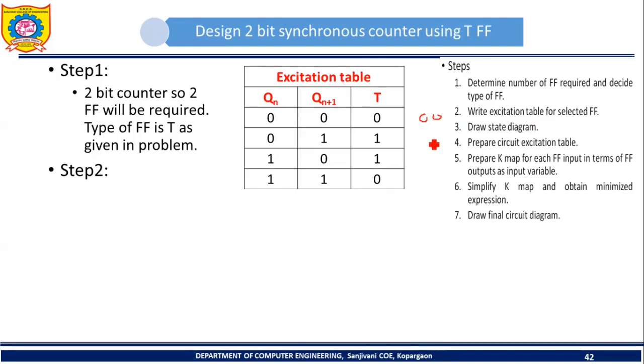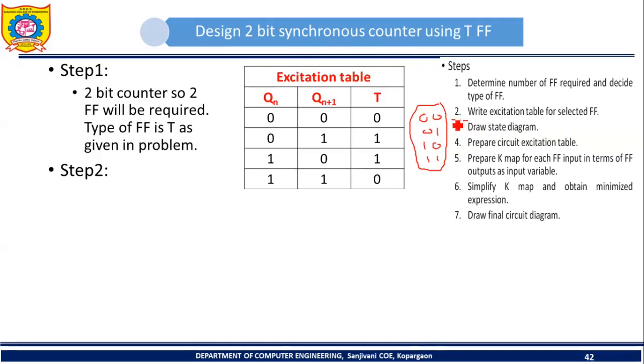So first state will be 0 0. Then second state will be 0 1. Next state will be 1 0. Okay, and last state will be 1 1. So what is meant by state of the counter? State of the counter means output of the counter. Okay, so here we will have these 4 states in a 2-bit synchronous counter.